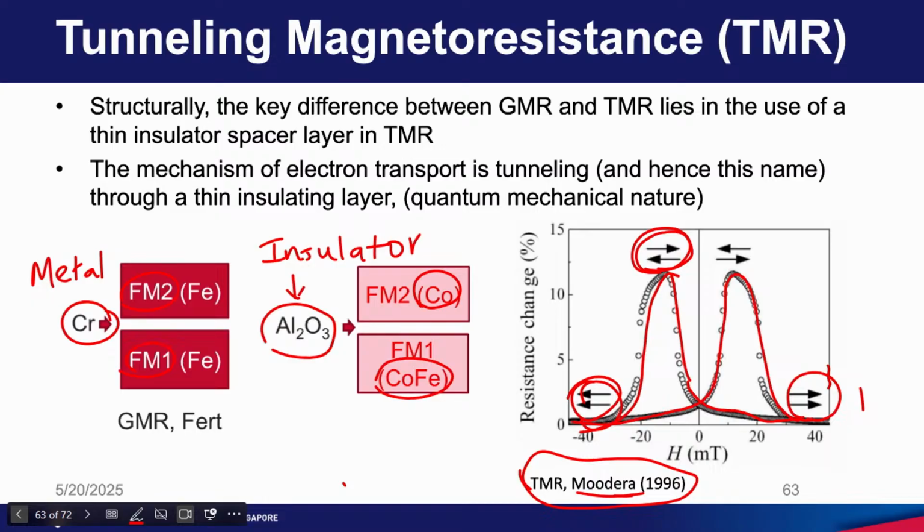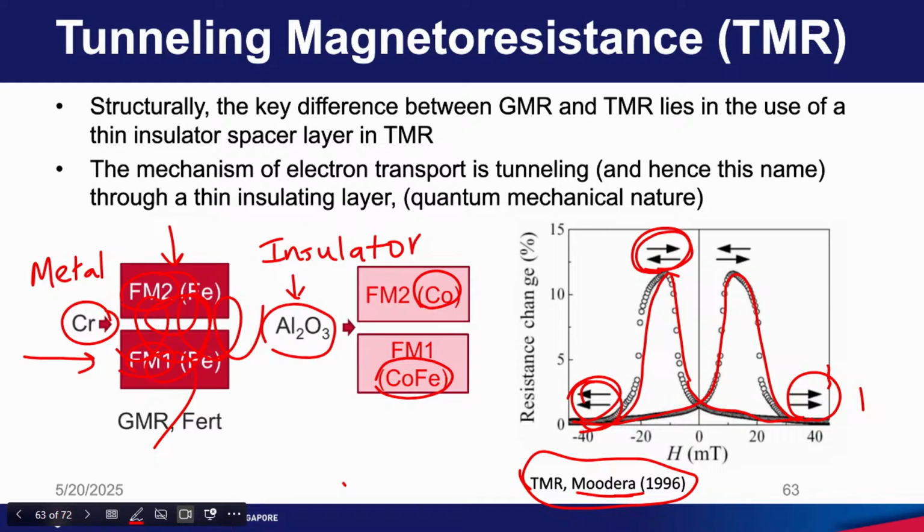Okay, so this is the key difference between GMR and TMR. In GMR you can send the current this way or this way. In both cases current can flow. If you send current in plane, we learned that the electrons will get scattered, they will go this way. If you send current this way, again they will get scattered, come like this.